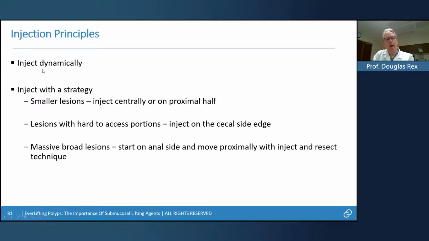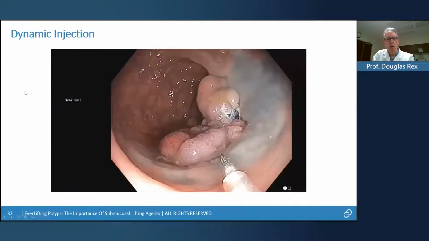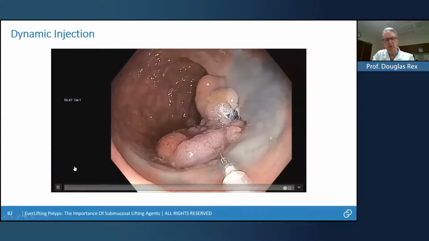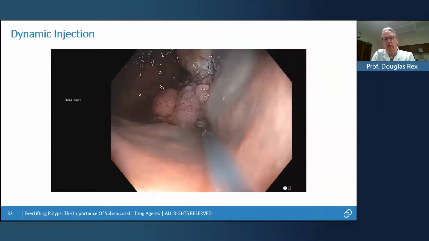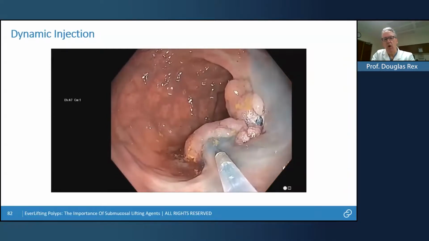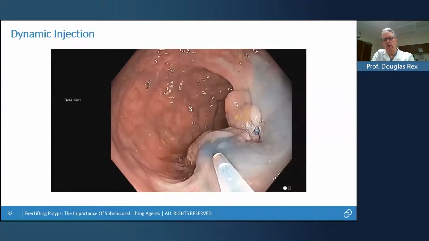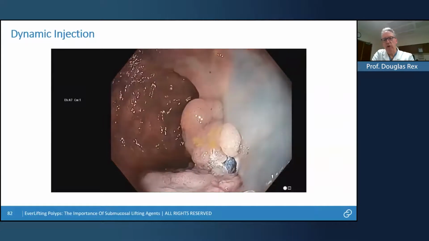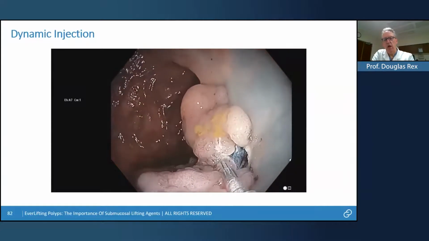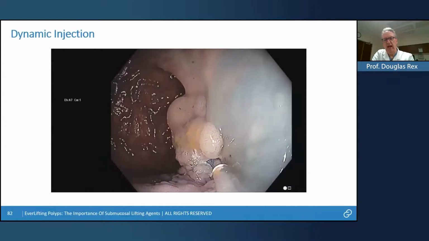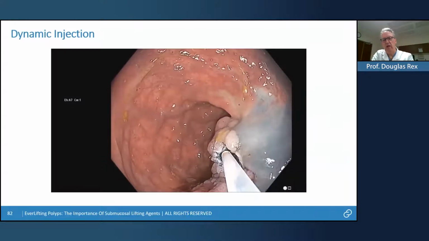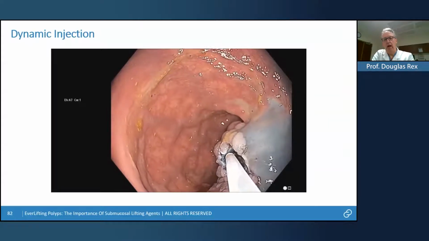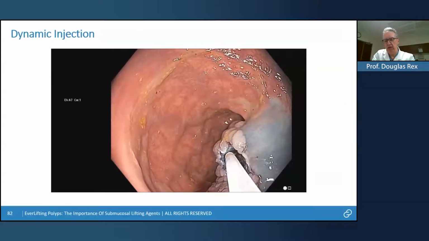Just a few words about injection of these agents. We want to inject dynamically. What that means from my perspective is that as we perform the injection, we're lifting the needle toward the center of the lumen so that we're shooting the fluid into the upper layers of the submucosa. That's the key aspect of dynamic injection: you're moving the needle, especially toward the center of the lumen, lifting the tissue.